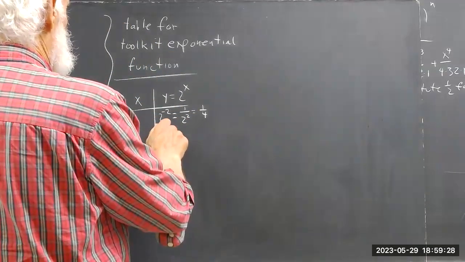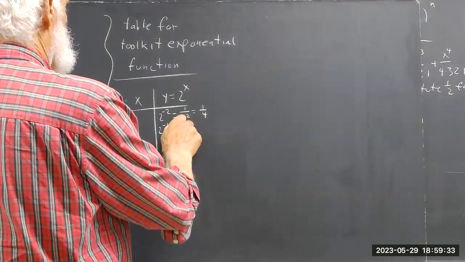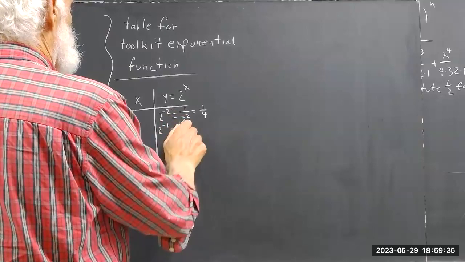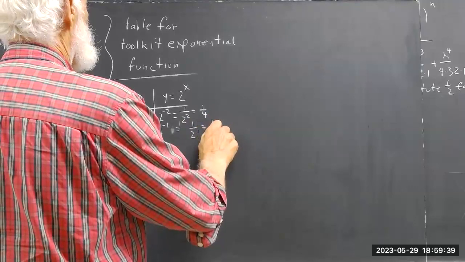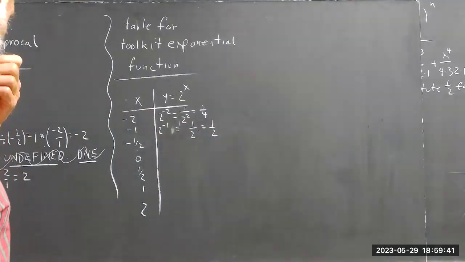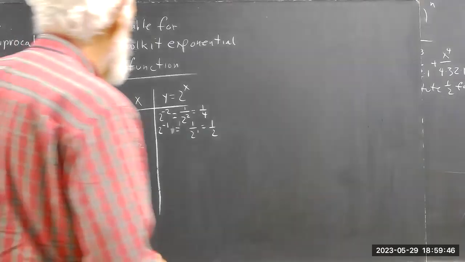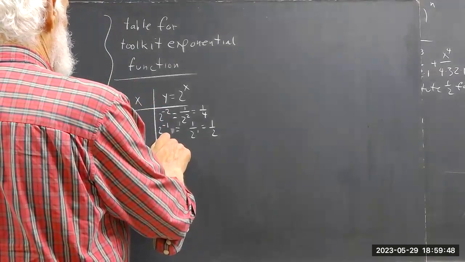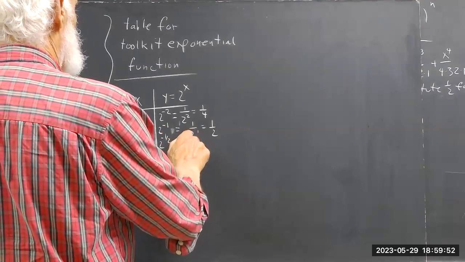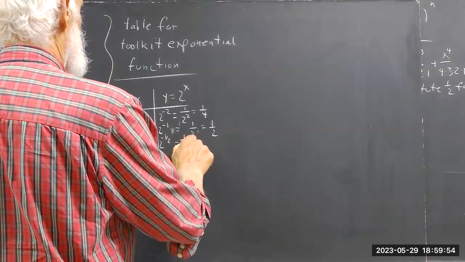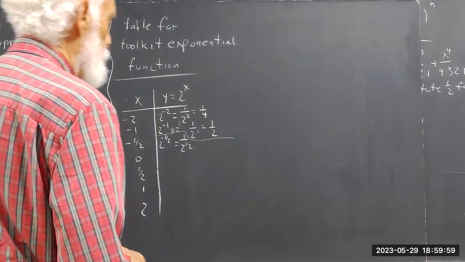Okay. Now, what's 2 to the -1? Well, that's 1 over 2 to the 1, which is 1/2. Now, what about -1/2? You got 2 to the -1/2 equals 1 over 2 to the 1/2. I think you're getting the hang of it here.